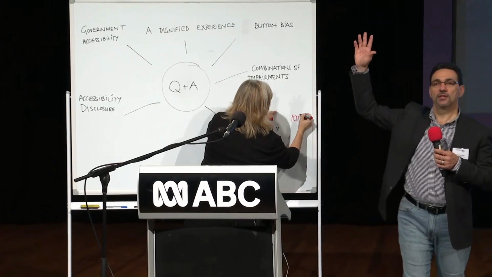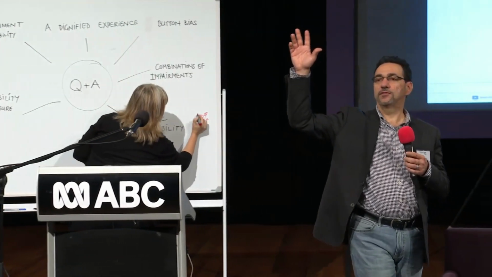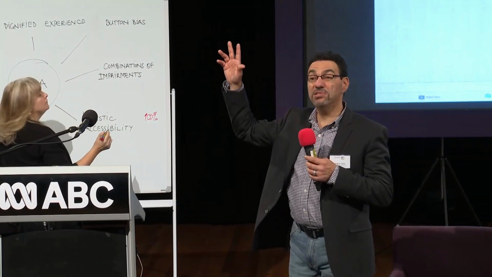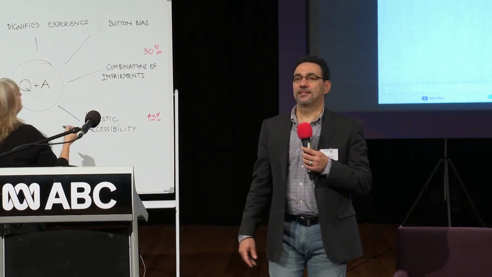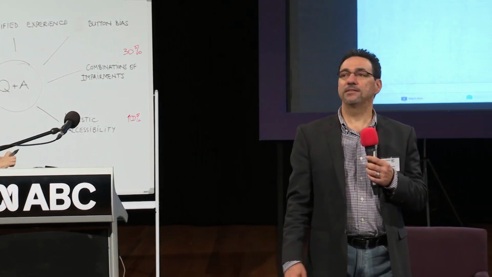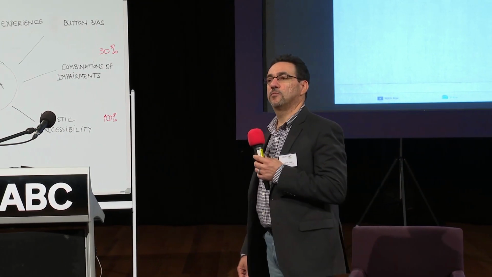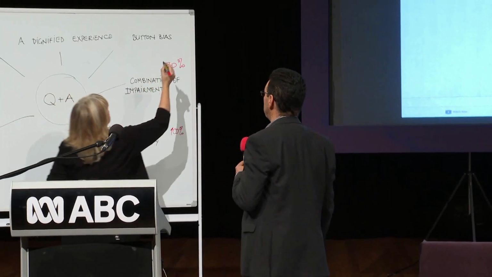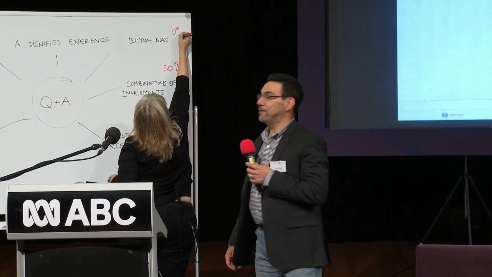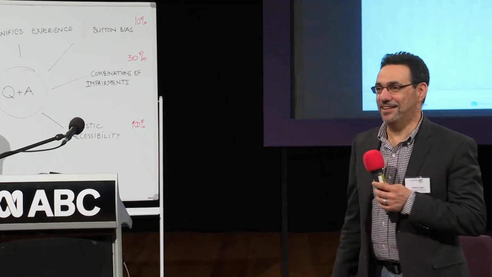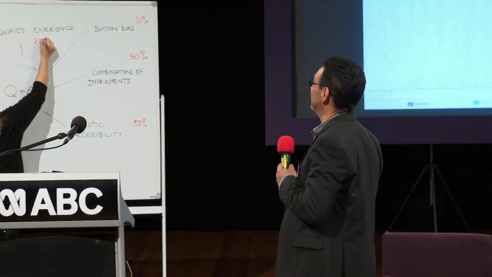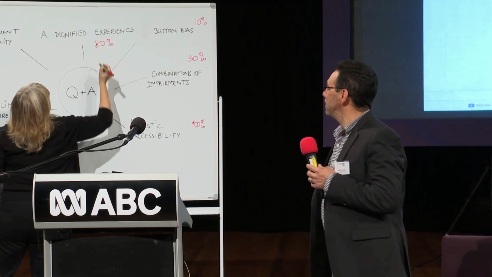Combination of impairments. We've got about 30%, if I can say that. Button bias, well that's interesting. We'll put up there, it's 10%. A dignified experience. Yeah, I expected that. So that's 80%. If I've got any of these wrong, please tell me.